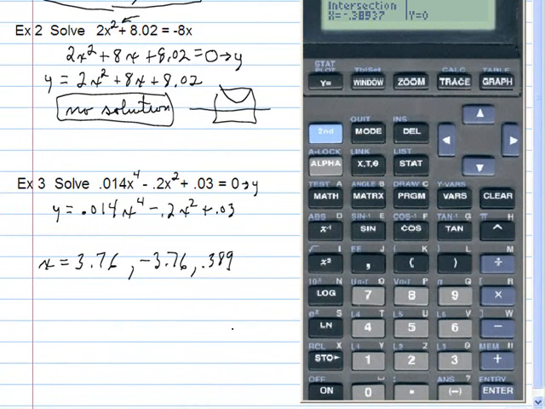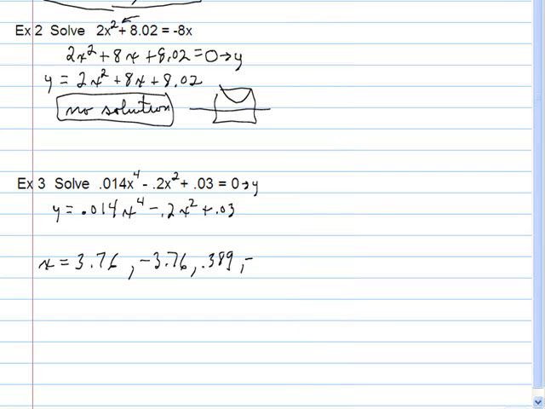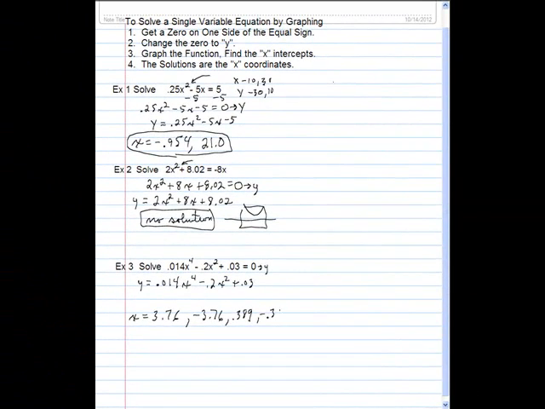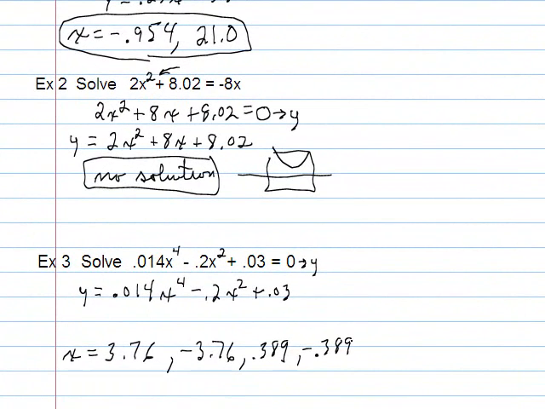And this time we got it. And it was negative 0.389. So again, the symmetry was showing up. And that completes our podcast on solving by graphing.